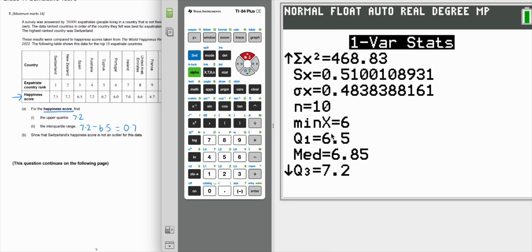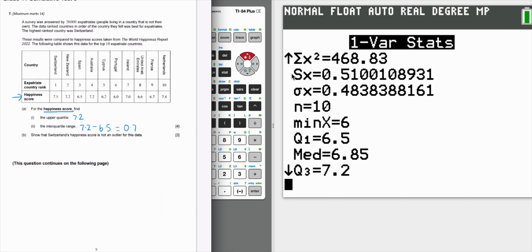Then it says to show that Switzerland's happiness score is not an outlier for the data. We can see that Switzerland has a happiness score of 7.5, which is the largest happiness score on the question sheet. So we're just seeing if it's an outlier or just a big score, but not too big. The formula to find an outlier is in your formula book: you take the interquartile range, the 0.7, and add it onto the upper quartile and take it off from the lower quartile.